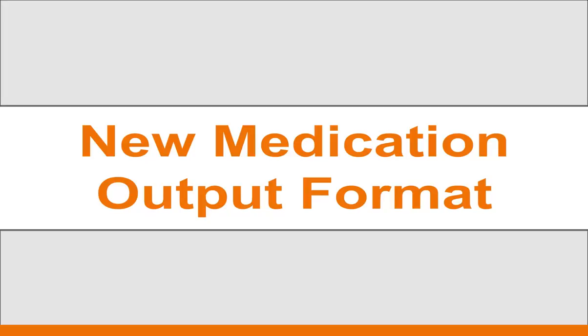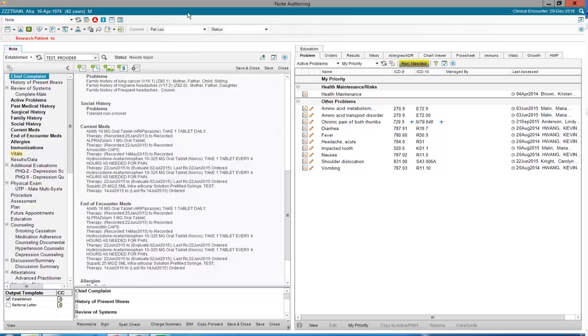There's a new format for displaying medications in the note. This new output format is now available by request. This will require a note modification, so please contact your note builder if your department is interested. Currently, you can display current meds and end of encounter meds in the note output. When you are in edit mode, this is the meds view formatting that you see. On the lower left, you have several output templates. Click View on the lower left to view the note output.